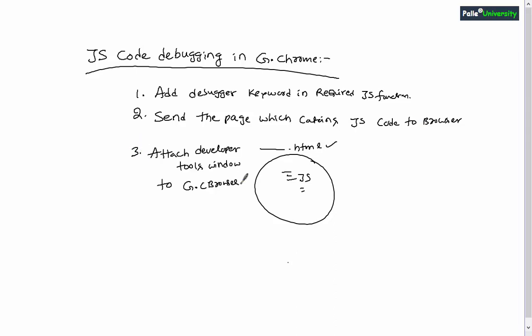Next step is attach the developer tools window to Google Chrome browser where the page output is displayed. When I say where the page output is displayed, I am talking about this page. In the second step, you will be sending some page output to the browser, so I am talking about that page output. In whichever page you got the page output, there you have to attach a special window called the developer tools window.